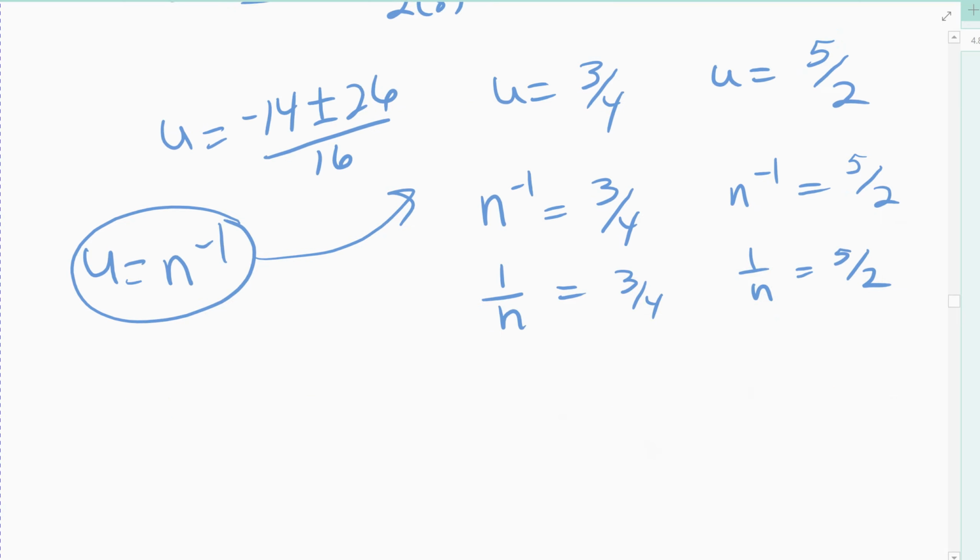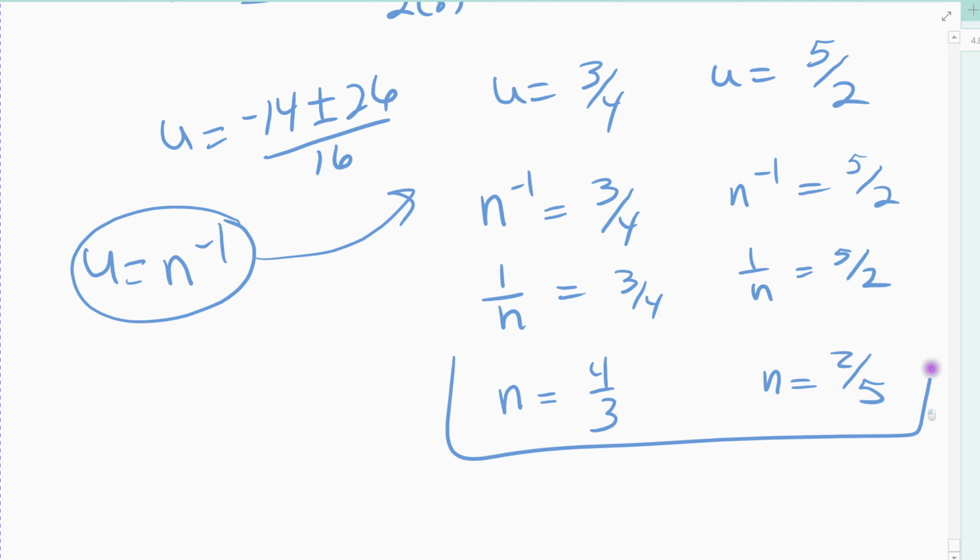And so it's asking you to find the reciprocal. If I want to solve this, that's what this is asking for. It's asking you to find the reciprocal of this. And so the reciprocal is 4/3. And the reciprocal of that is 2/5. And so that's the answer.